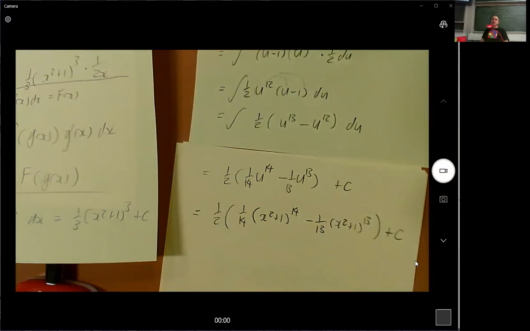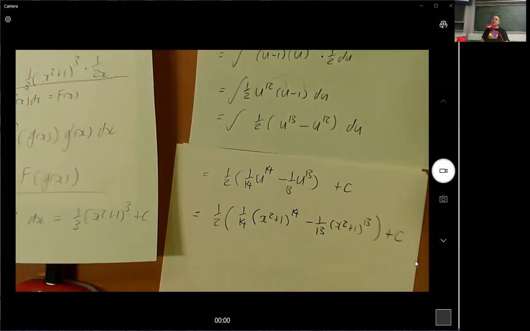And I'd leave it there. I mean, you could multiply the half out and get like a 28 and a 26, but I can't be bothered. You could even factorize it if you wanted, but I also can't be bothered.